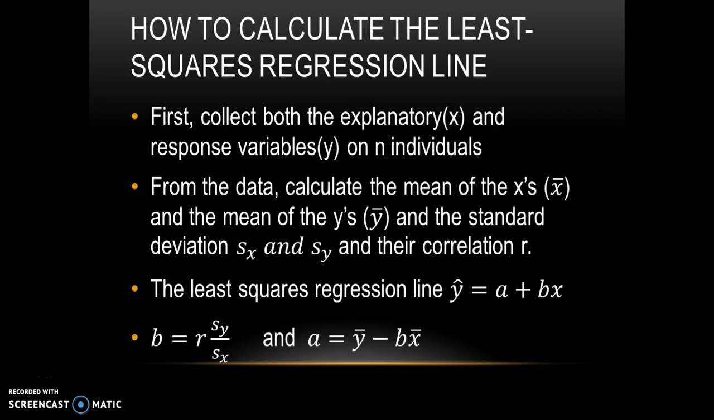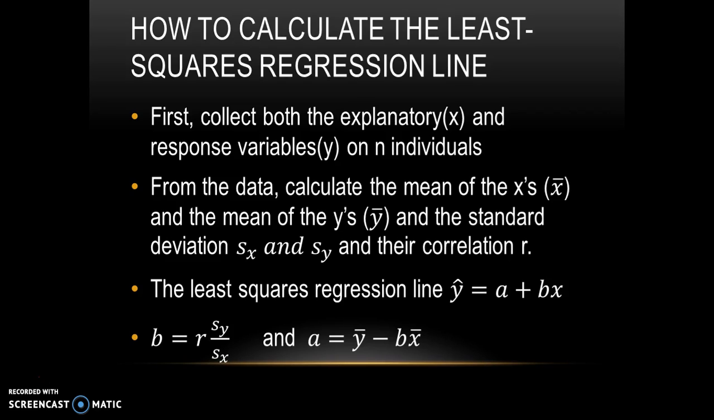How do you calculate the least squares regression line? First thing you have to do is collect both explanatory and response variables on n number of individuals. From that data, you would calculate the mean of the x's and the mean of the y's, as well as the standard deviation of the x's and the standard deviation of the y's, and finally their correlation. The least squares regression line is y hat equals a plus bx. We talked about that earlier.